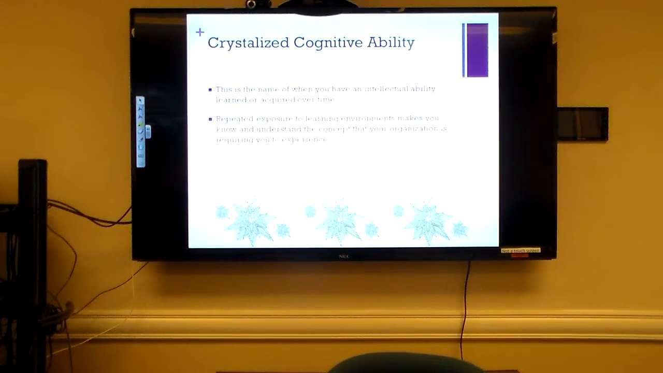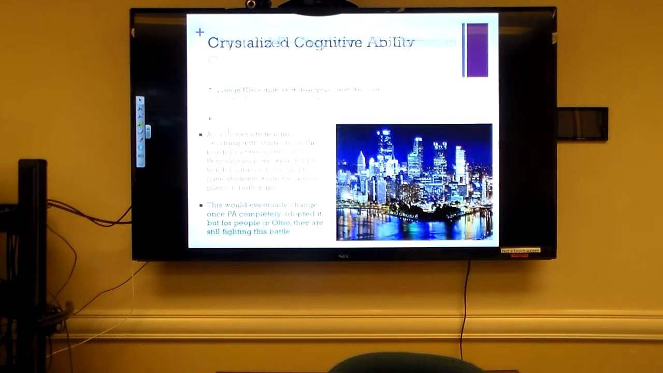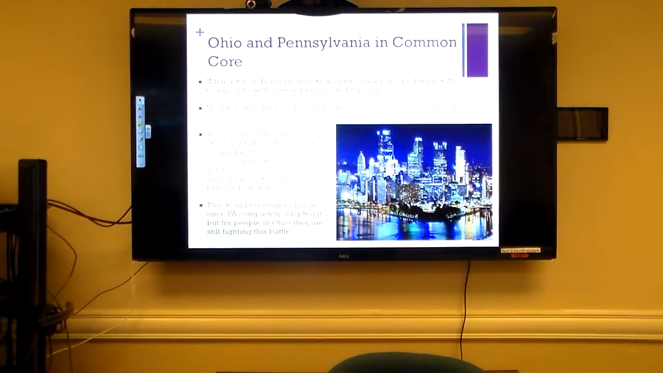So crystallized cognitive ability is an intellectual ability learned or acquired over time. If you have exposure to learning environments because you've repeated it over and over again and you understand the concept that your organization is requiring you to understand, then you're going to have what's called crystallized cognitive ability, because you've seen it over and over again and you start to know it and it starts to become ingrained in you. When I think about this in general all across the United States, I really relate this to Common Core.